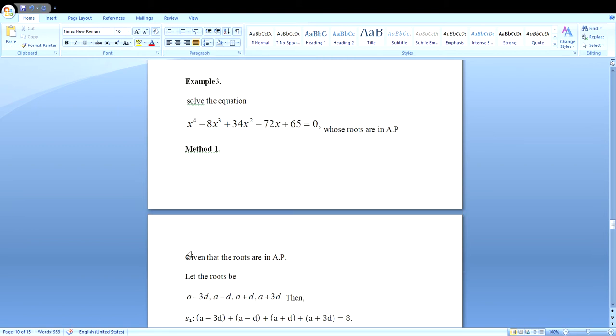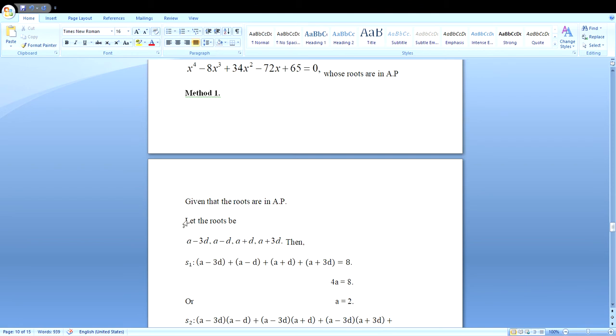Method 1. Given the roots are in AP, let the roots be A minus 3D, A minus D, A plus D, A plus 3D. Then S1, sum of the roots, A minus 3D plus A minus D plus A plus D plus A plus 3D equal to 8. Adding this, D gets cancelled, 4A equal to 8 or A equal to 2.